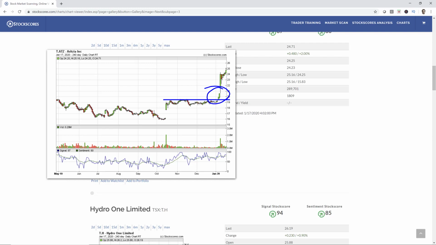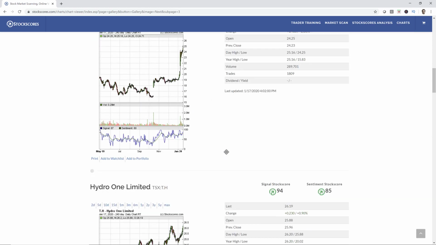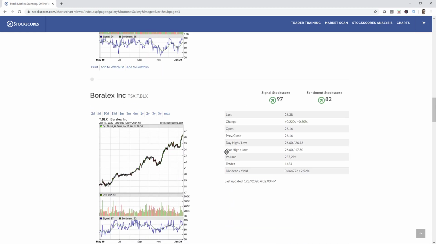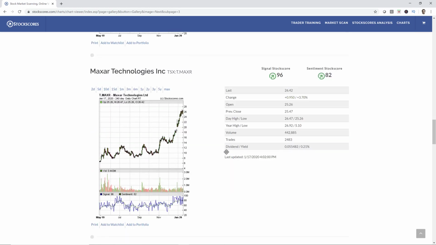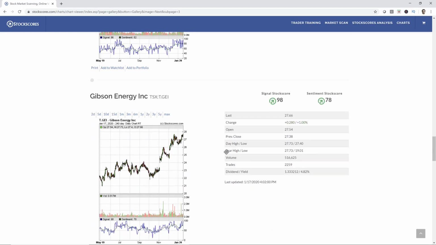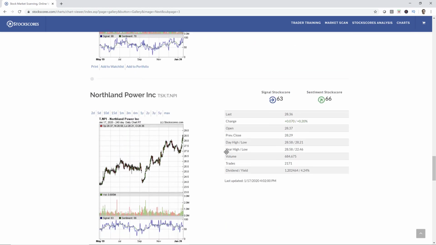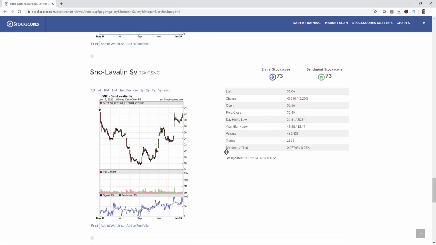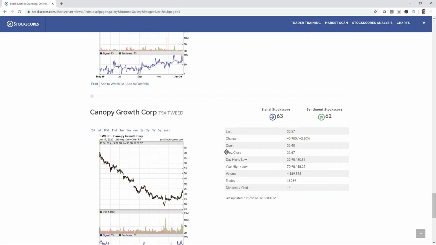I think it's too late now, but just an example of the kind of thing we're looking for, which is that abnormal price break with abnormal volume from low volatility trading. And of course, those are the things that I teach in the education material at stockscores.com, and you can check into the website and see what's available there under the trader training menu.